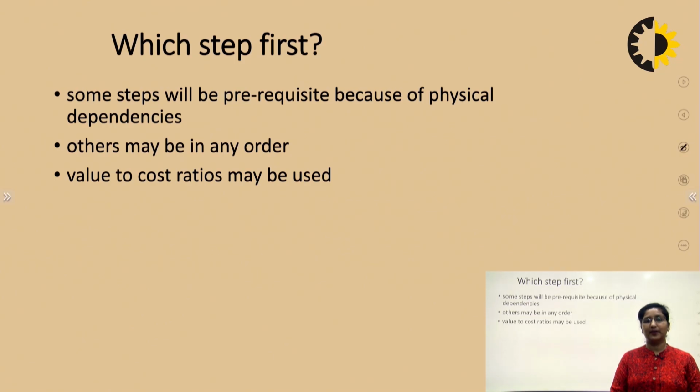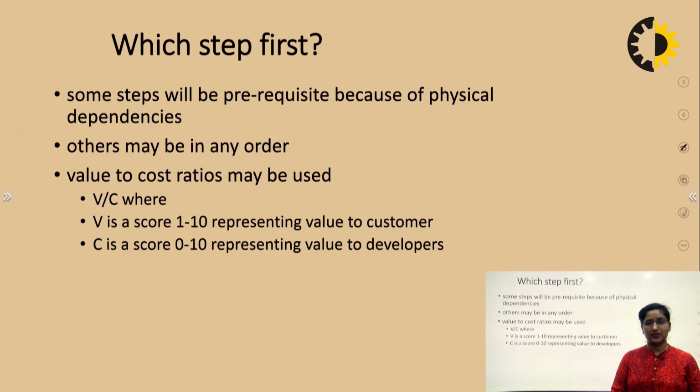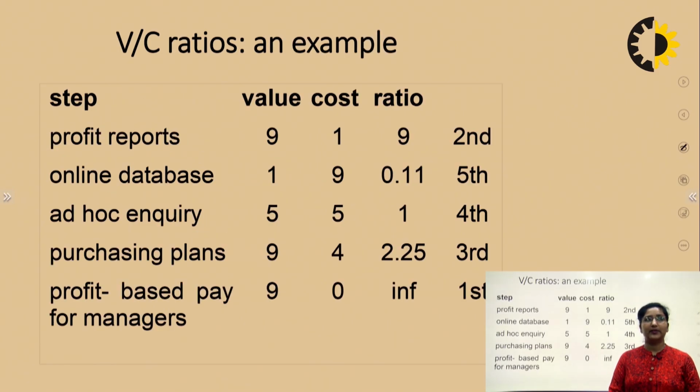So, that will depend on the module. Value to cost ratios can also be used. So, the value to cost ratio: if V is value, it is a score from 1 to 10 representing value to the customer. And C is the cost, a score from 0 to 10 representing cost to the developers. So, this is a particular example.